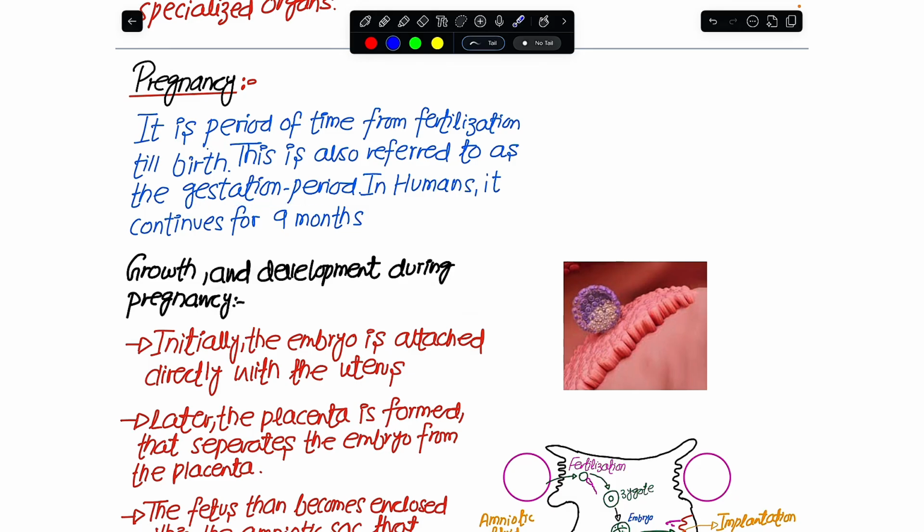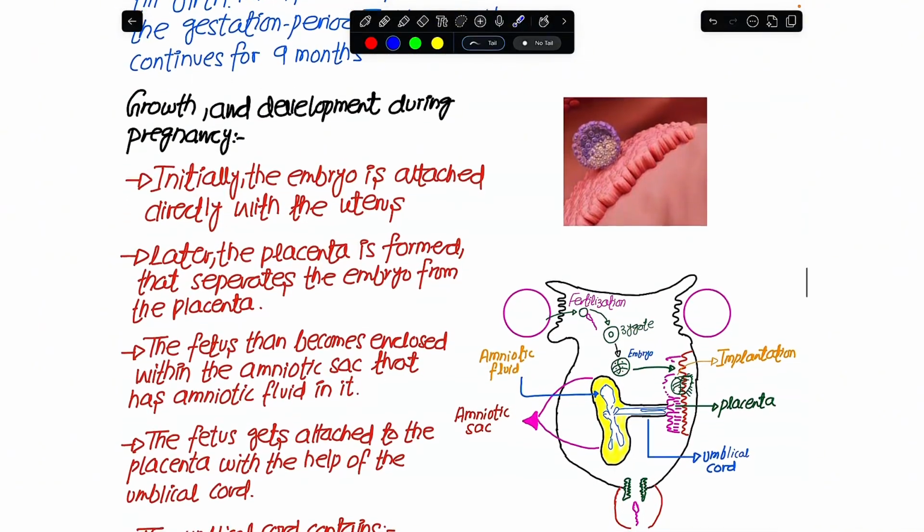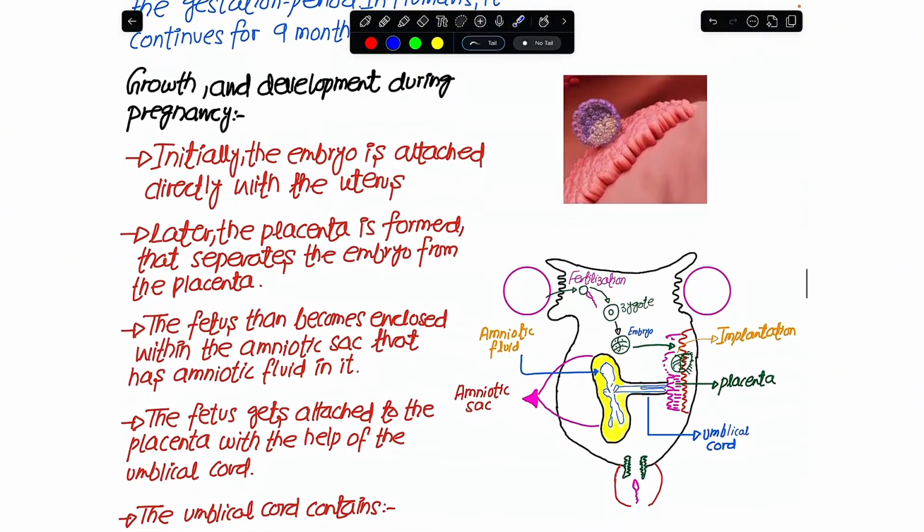And in case of human beings, this continues for a total of 9 months. This gestation period varies from animal to animal or from species to species, but for us human beings, it continues for a total of 9 months. And we are going to look at how the growth and development happen during pregnancy.